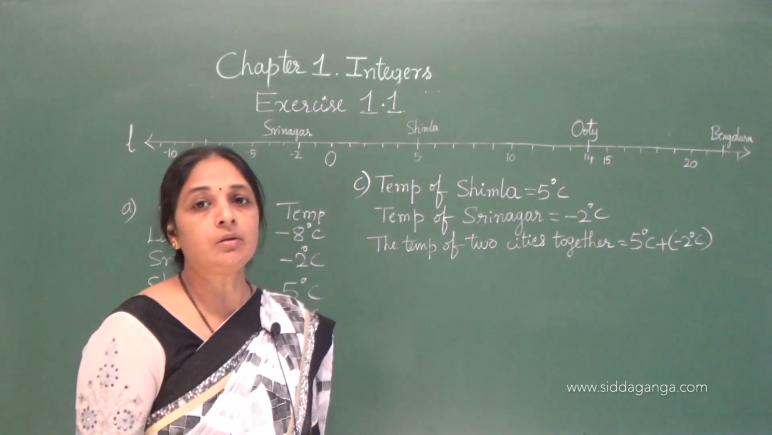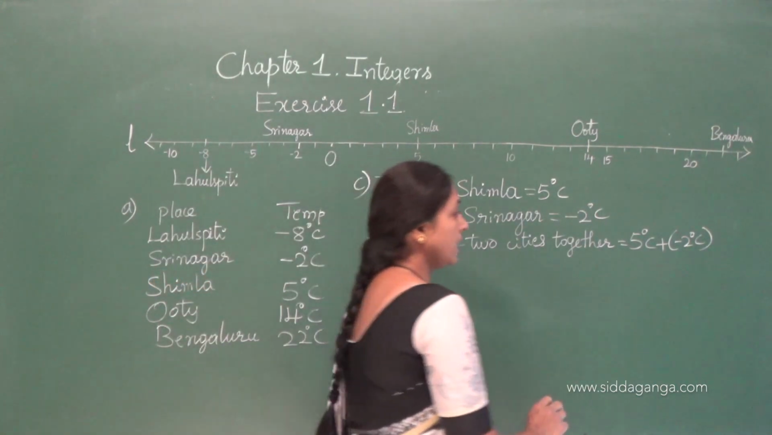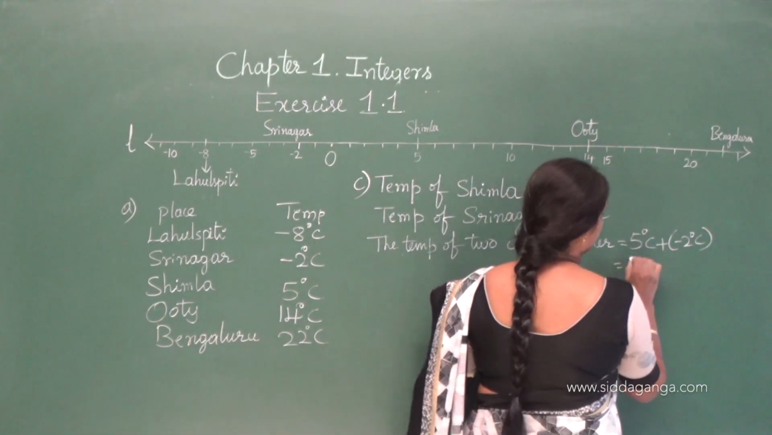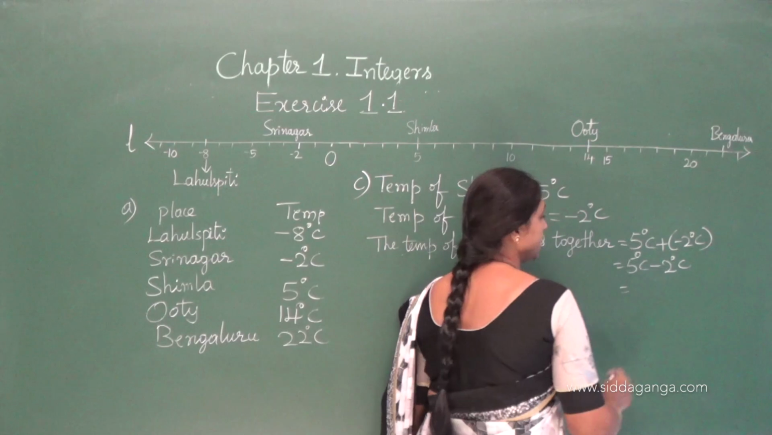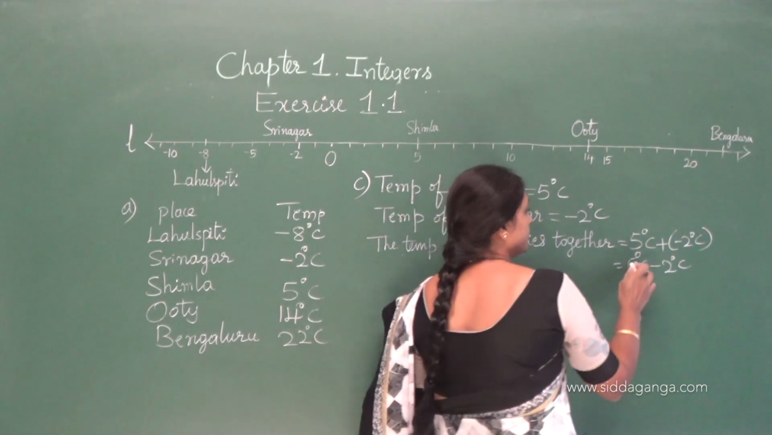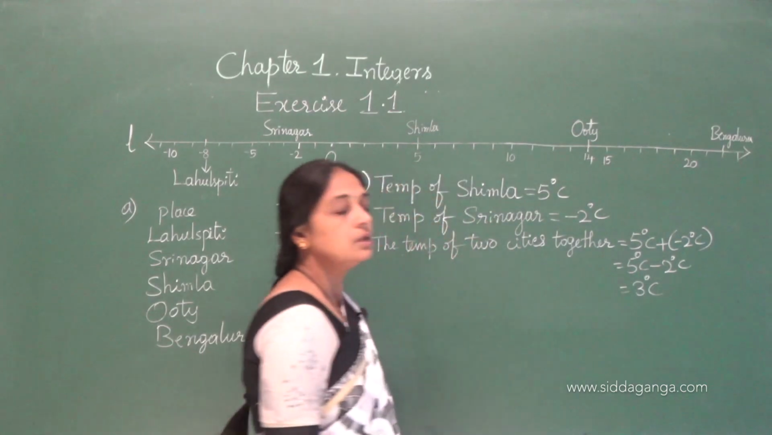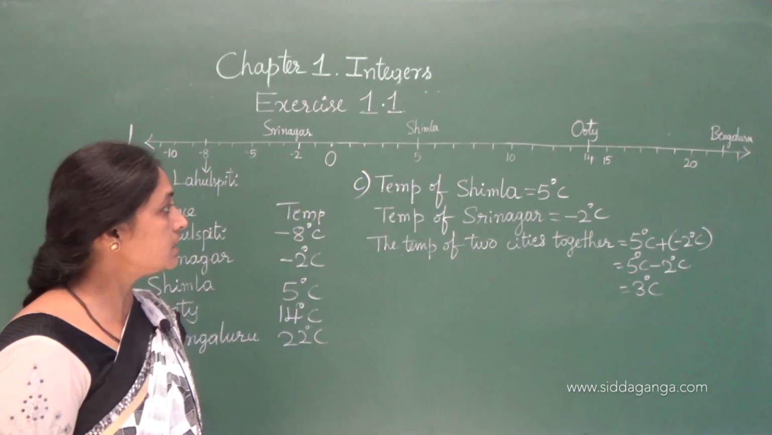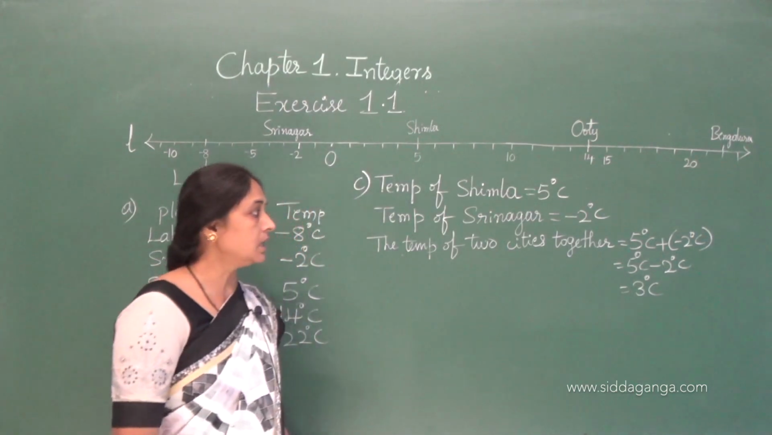When the negative integer comes, we have to put it in the bracket only. So 5 degrees Celsius plus into minus is minus 2 degrees Celsius. We have to subtract here. 5 minus 2 is 3 degrees Celsius. The answer is 3 degrees Celsius. What is the temperature at Shimla? It is 5 degrees Celsius.